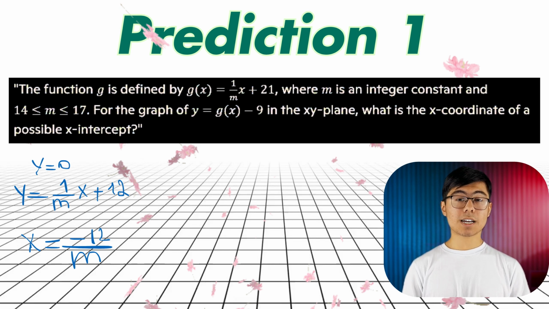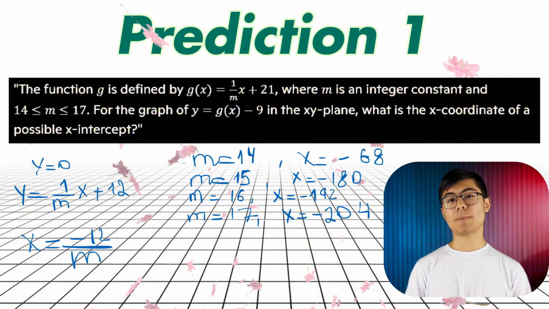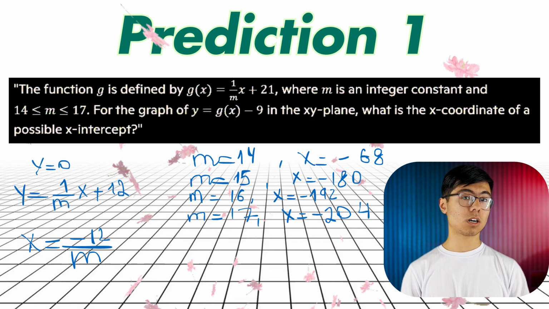For m equals 14, x equals minus 168. For m equals 15, x equals minus 180. And for m equals 16, x equals minus 192. And for m equals 17, x equals minus 204.